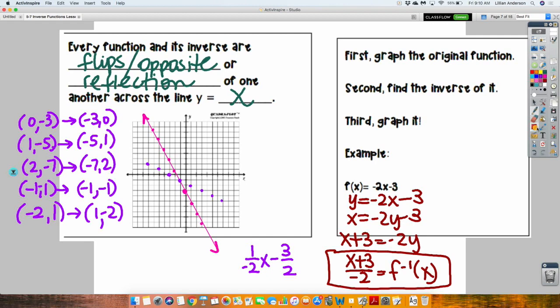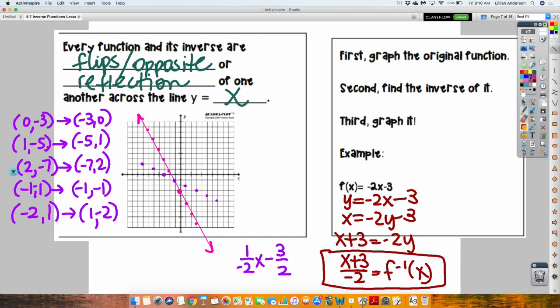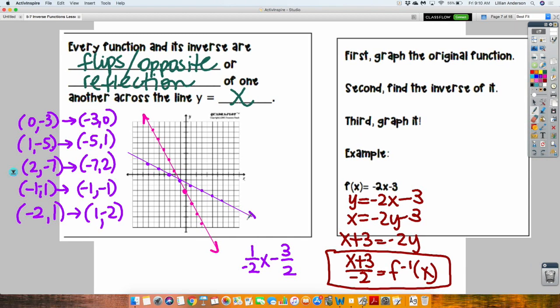So now I'm going to graph this line. Bless you. Thank you. That's cool. You can do a little line on that. And we have graphed our inverse.